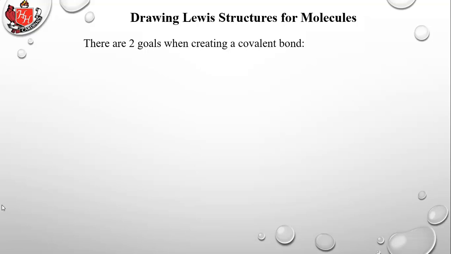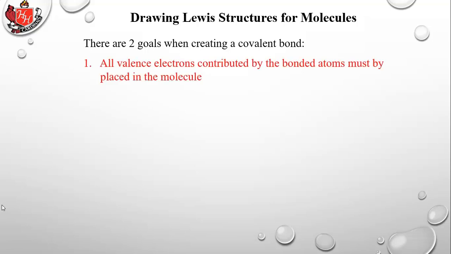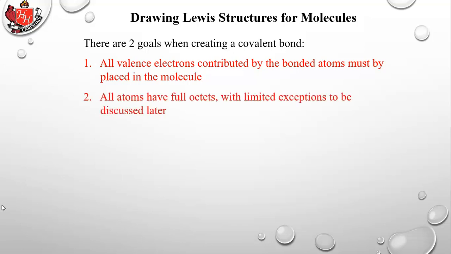So there are two goals when creating a covalent bond. One, all valence electrons contributed by the bonded atoms must be placed in the molecule. Remember, the valence electrons are the ones in the outside orbital, and those are the only ones shown in Lewis dot structures, and we're going to be using Lewis dot structures to do this. And two, all atoms must have full octets. There are limited exceptions, and we'll discuss those at the end of this lesson.